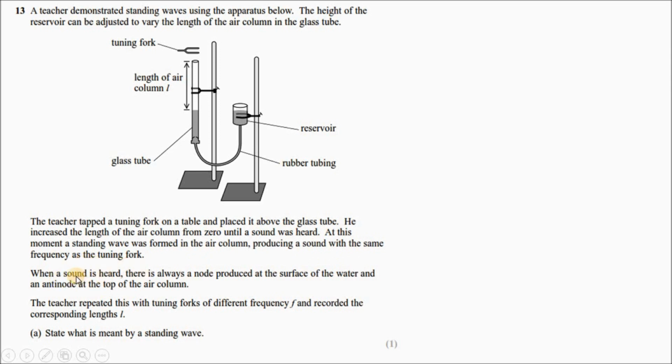At this moment, the standing wave was formed in the air column, producing a sound with the same frequency as the tuning fork. When a sound is heard, there is always a node produced at the surface of the water and an antinode at the top of the air column. The teacher repeated this with tuning forks of different frequency f and recorded the corresponding length L. State what is meant by standing waves. Typical definition of standing wave: a standing wave is a wave that consists of fixed maxima and minima, or consists of nodes and antinodes is a better option. So a wave that consists of nodes and antinodes is called a standing wave.